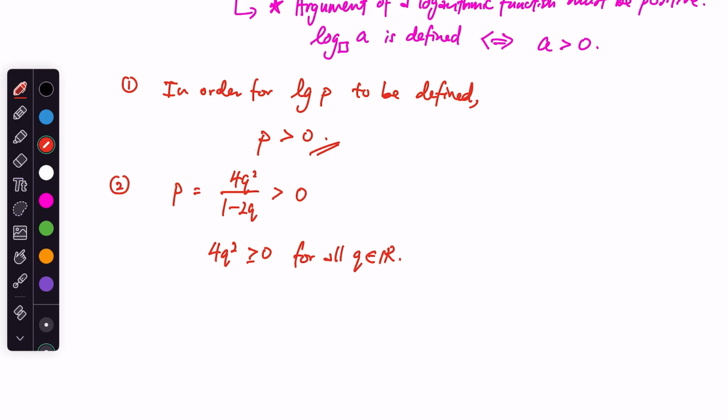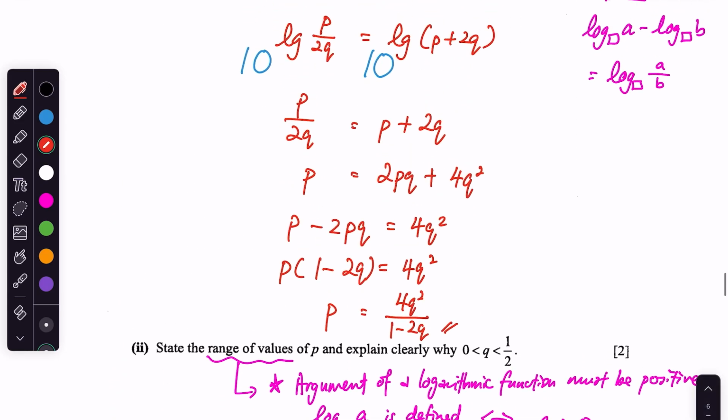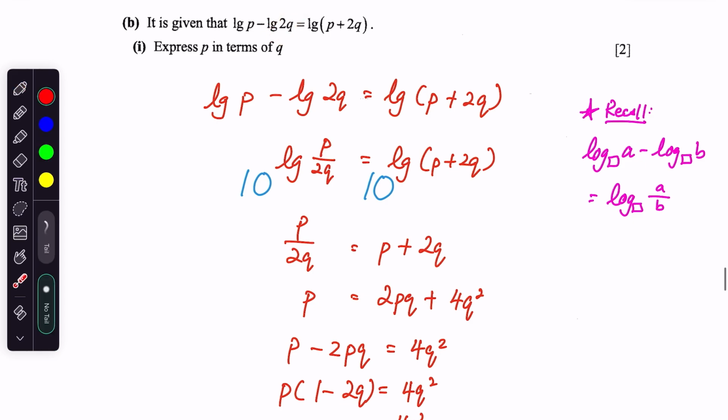Okay, technically this line is true. It's just that because p is more than 0, this can't really be 0. Actually, it's more than 0. I'll just write it like this. It's more than 0 for any q in R, and let's write down here that q is also more than 0. This is since log 2q is defined.